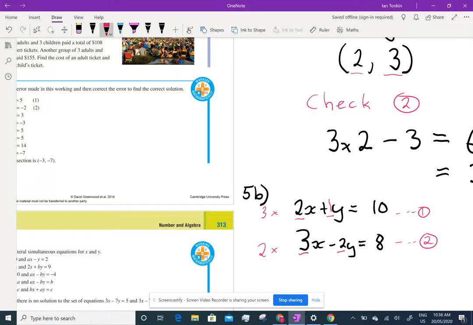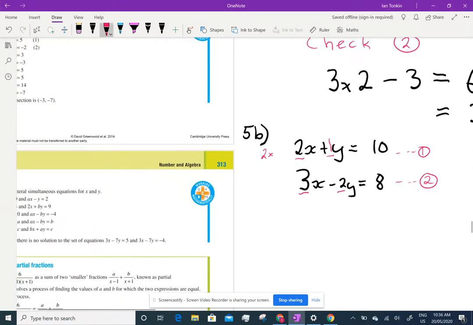If I multiply the first equation, everything by 3, my x will become 6x. And if I multiply the second equation, everything by 2, my x will become 6x, and I'll be able to eliminate the 6x. Now that'll work, but it's too much work. We only want to do as much work as we need to. If I look at the coefficients of y, if I just multiply this first equation by 2, what will happen to the y? It'll become 2y. And then I'll have the y's the same. So that's what I'm going to do.